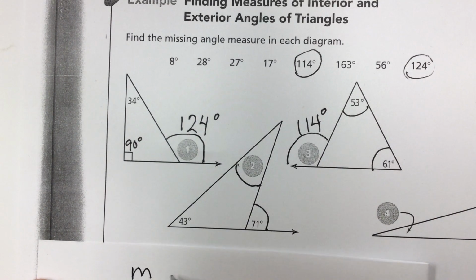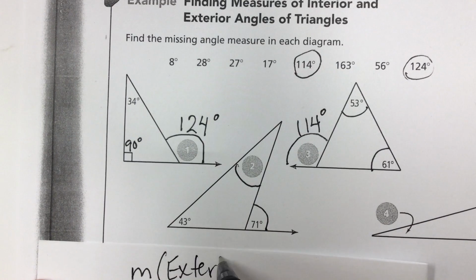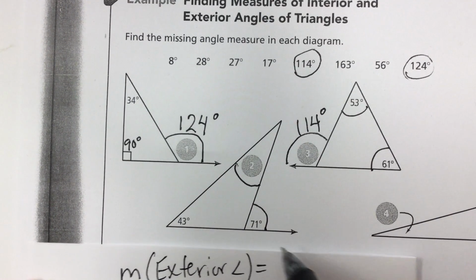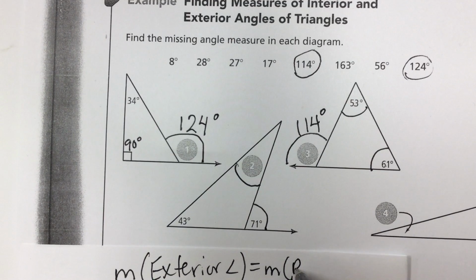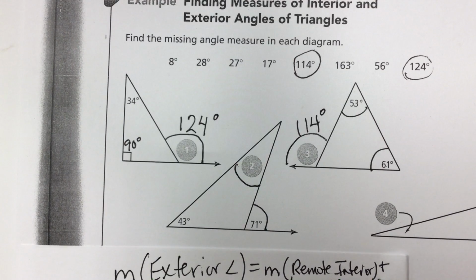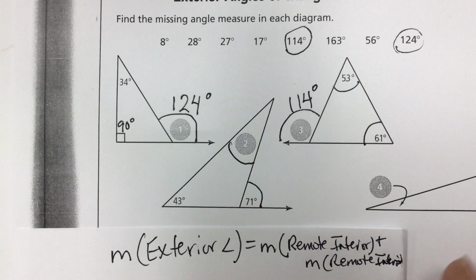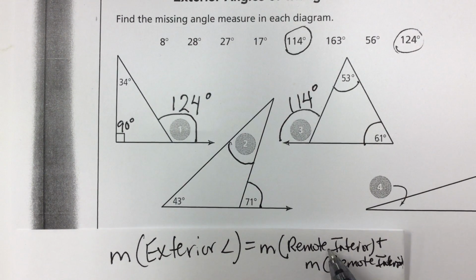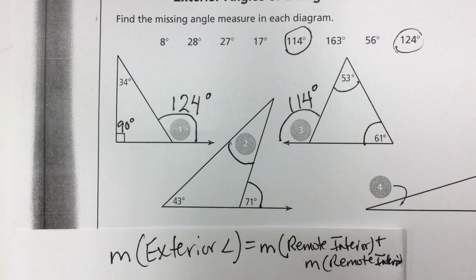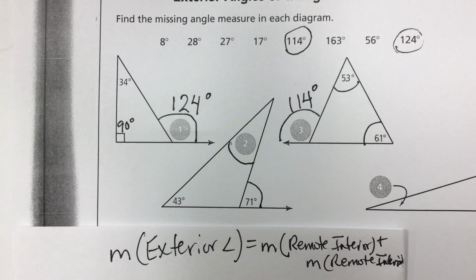Now remember, the measure of the exterior angle is equal to the measure of the remote interior angle plus the measure of the other remote interior angle. Now that's what we know. So the measure of the exterior angle is equal to the two remote interior angles added together. All right? So this time we will solve for the remote interior angle.